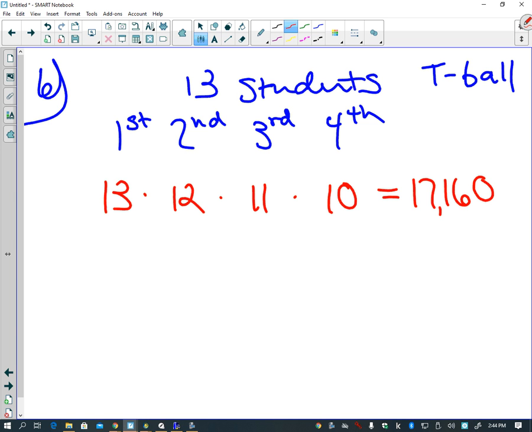17,160? There's 17,160 different possibilities just for batting 4 kids. Okay? All of that proves is why it's nearly impossible that somebody wins the lottery or Publishers Clearinghouse or those types of things.